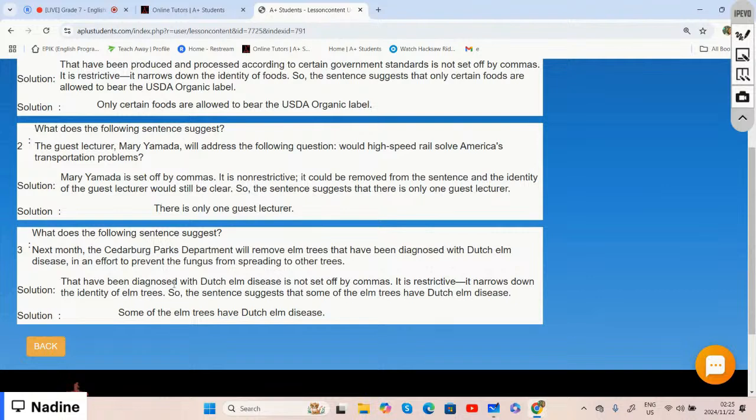And we say that this sentence is restrictive. The reason why it's restrictive is because it narrows down the reason why the trees are going to be removed. They're also giving us the identity of the elm trees. It narrows down the reason why we're removing the trees, due to the fact that the elm trees have Dutch elm disease. So it is restrictive, and it narrows down the reasons for the trees that are going to be removed, because the elm trees have Dutch elm disease.